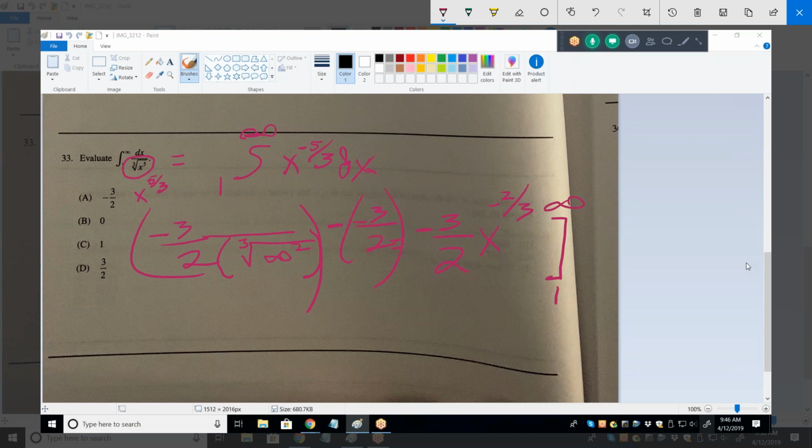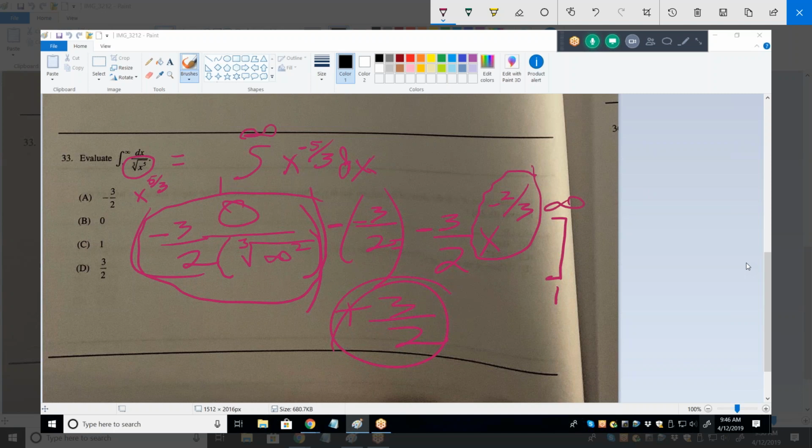Right? If I plug in 1 for x, that whole thing has to be 1. Right. Okay. So, what does that go to? That would go to 0. Yeah. Then it would be plus 3/2, and that is the answer.